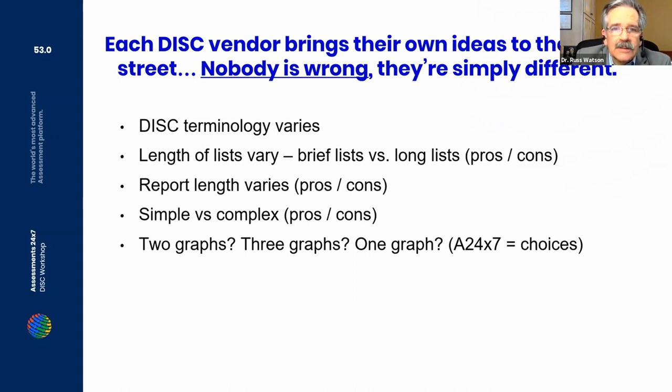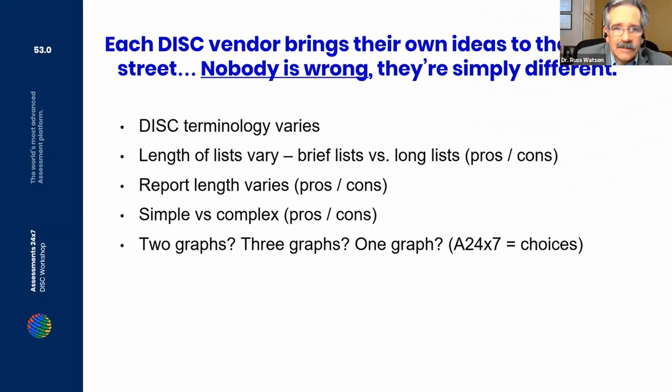DISC terminology varies. DISC length of lists vary, brief lists versus long lists. There's pros and cons to each. Report length varies, pros and cons to each. I hear some people say, well, our report is better than yours because our report is 49 pages long and yours is only 37 pages long. Well, that's a preposterous comment.